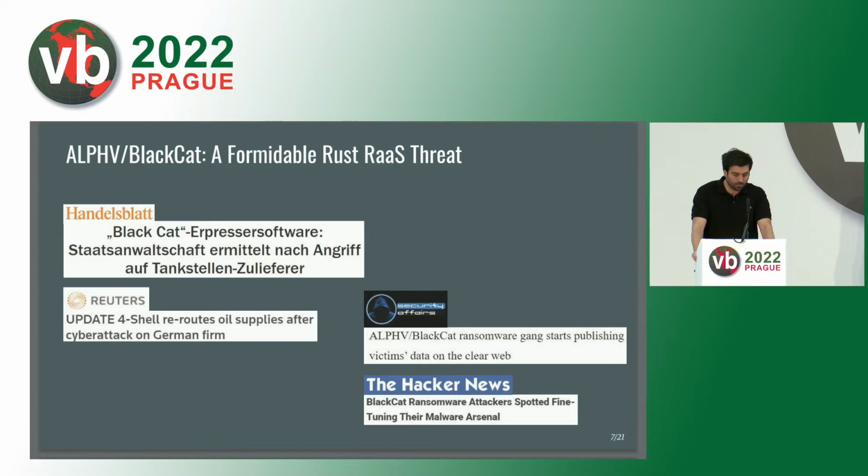BlackCat, or ALPHV, as a threat group goes after pretty high-profile targets, especially, as I mentioned, in the past few months it has been featuring in the news recently. If I remember, it was around mid last year in Germany, I believe, that they compromised an oil distributor and they forced Shell basically to reroute all oil supplies. So that was going on in the German media last year a lot, so that's how they became famous there.